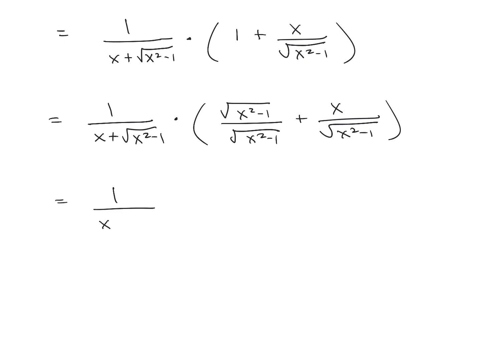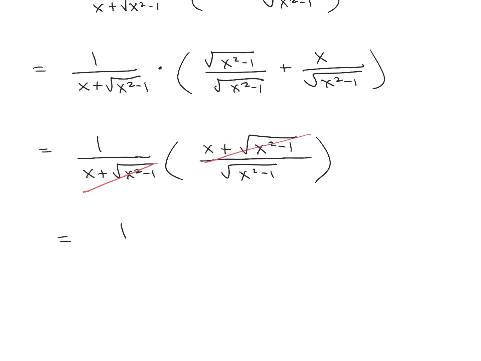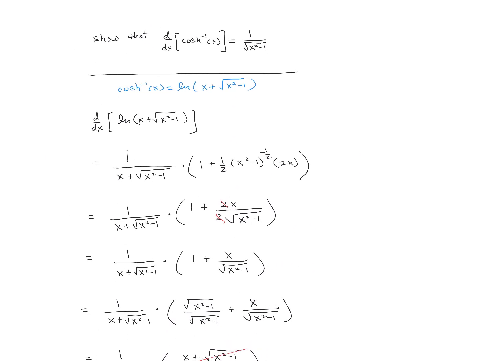we've got 1 over x plus the square root of x squared minus 1 times x plus, I'm going to write that a little better, x plus the square root of x squared minus 1 over the common denominator, square root of x squared minus 1. And when we multiply these two fractions together, you will notice that this denominator and that numerator cancel out completely. And our final answer is just 1 over the square root of x squared minus 1, which was the derivative formula that we wanted to show at the beginning of the problem.